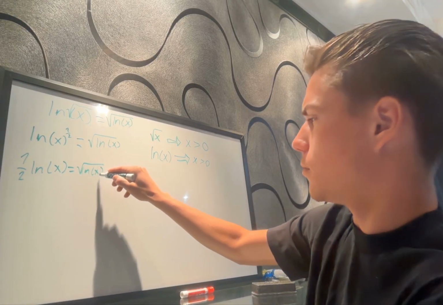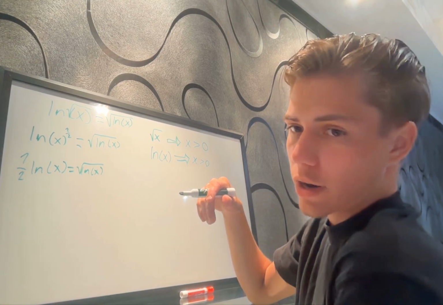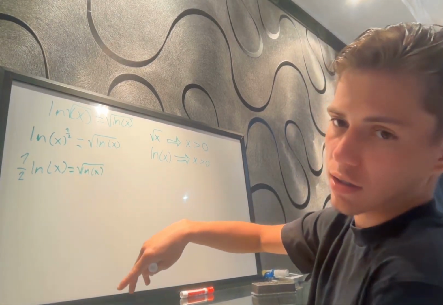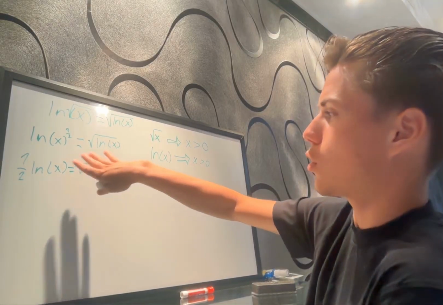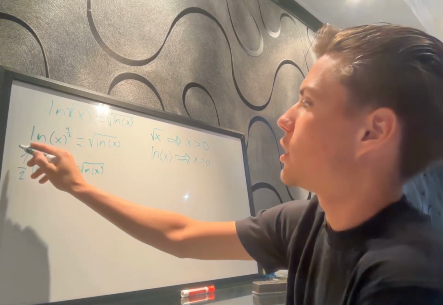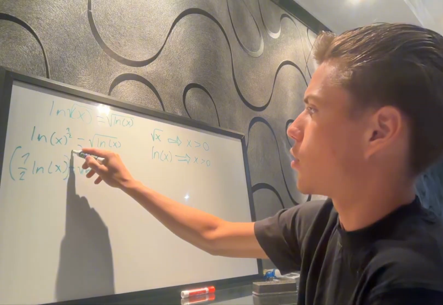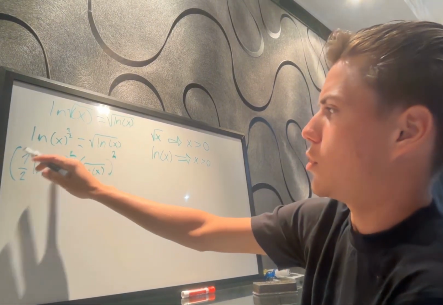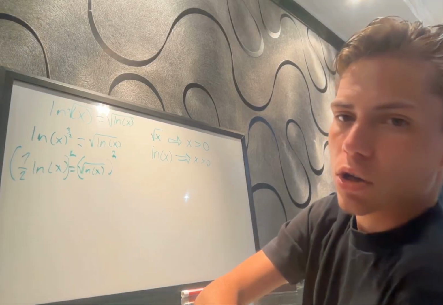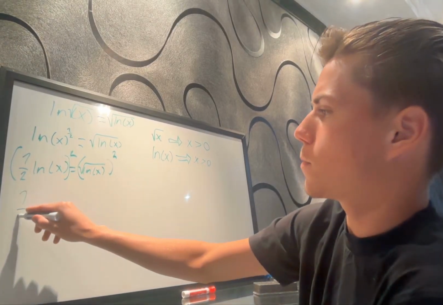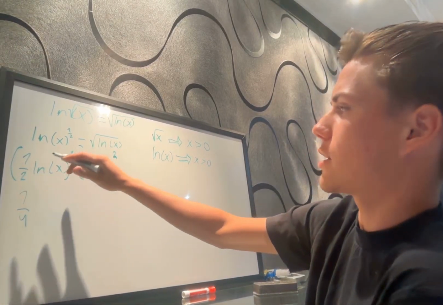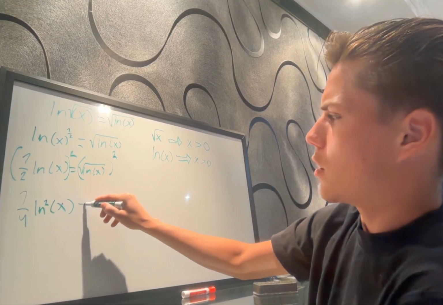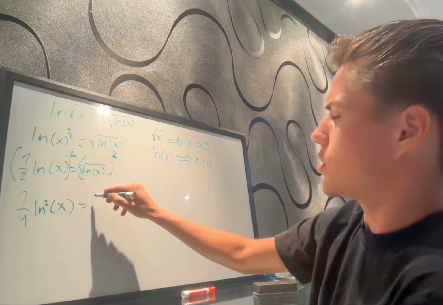Now what we can do right now is we have a square root on this side. We can't just bring this down because this isn't in the argument, it's across the whole natural log. So we can actually exponentiate both sides to the power of 2 to get rid of the square root. So distributing this exponent of 2, 1/2 to the power of 2 is 1 over 4. Natural log of x to the power of 2 is natural log squared of x. And here the squares just cancel out, so we just get natural log of x.